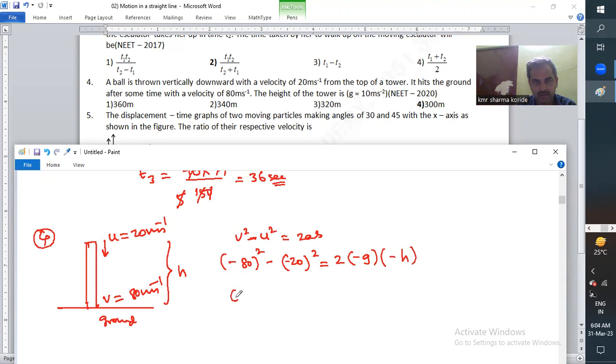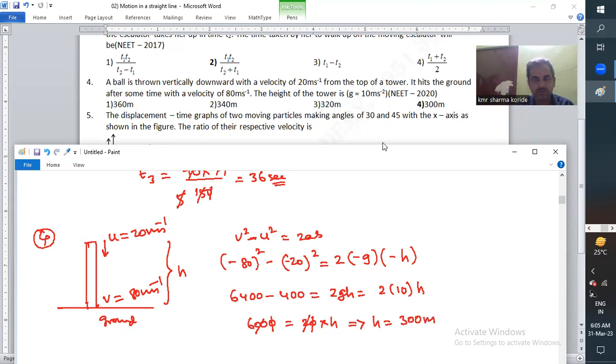So therefore 80 square is 6400, minus 20 square is 400, is equal to 2gh. g is 10, so 2 into 10 into H. Subtraction of 400 from 6400, it is going to be 6,000 is equal to 20 into H. So 0 cancel, it is 300. So H will be 300 meters. So fourth option.